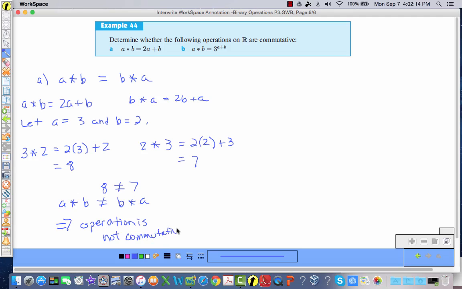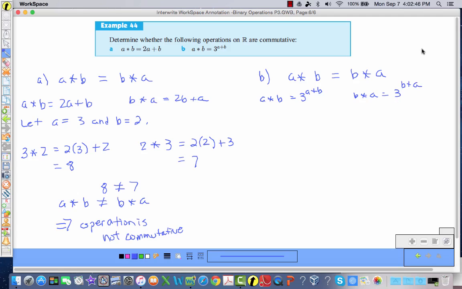Okay. And let's try out b. Again, we're trying to show that a star b is equal to b star a, and if that's true, then the operation is commutative. And so for a star b, that would equal 3 to the a plus b, and then for b star a, that would be equal to 3 to the b plus a. And hopefully you see right away that this is indeed commutative.